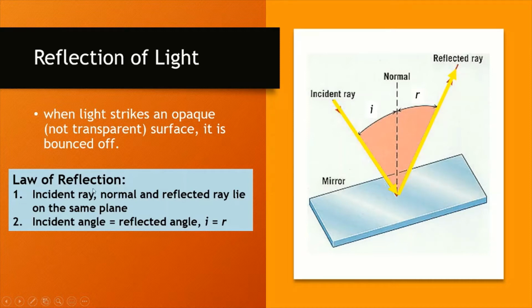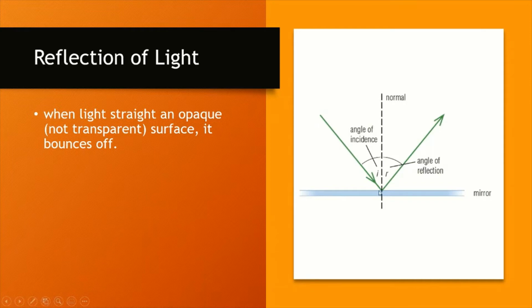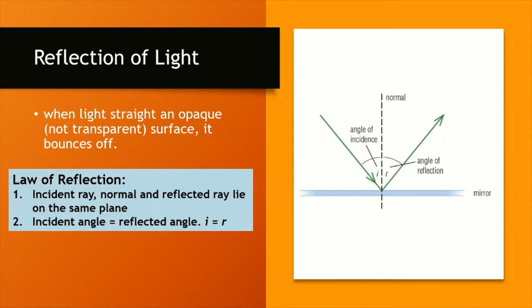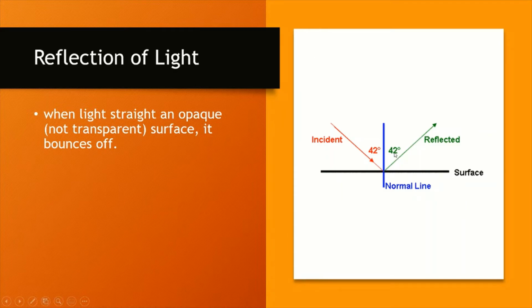And the second statement of the law of reflection is the incident angle equals the reflected angle. What is the incident angle? The incident angle is the angle between the incident ray and normal. I, this is the incident angle. And the reflected angle is the angle formed between the reflected ray and normal, and we call it R. So I equals R. You see the incident ray is here, the reflected ray is there, normal is here. So this is the incident angle and this is the reflected angle. So if the incident angle is 42 degrees, the reflected angle will also be 42 degrees. Okay, law of reflection.